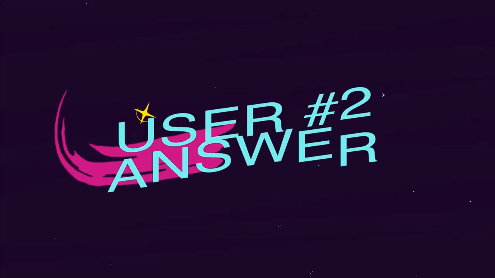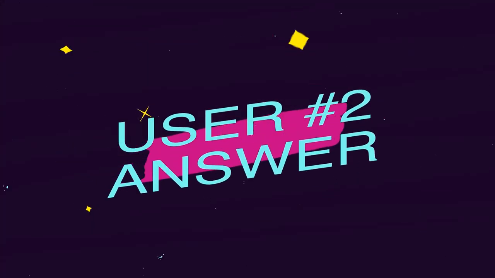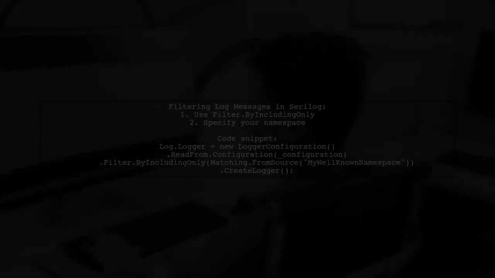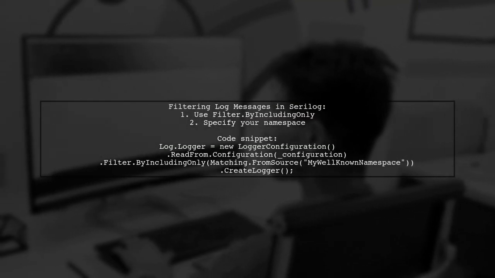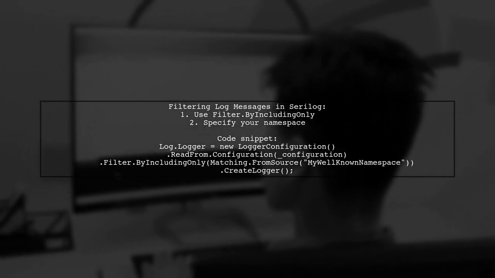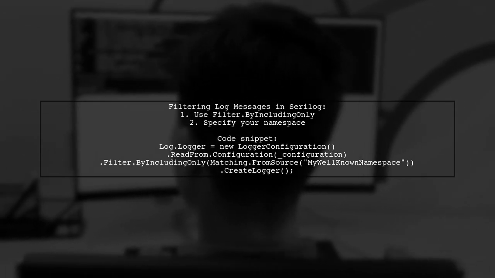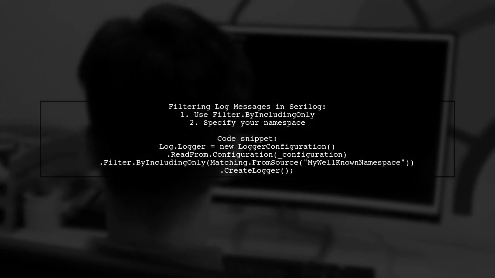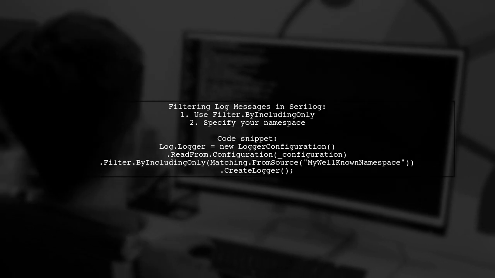Let's now look at another user-suggested answer. To filter log messages in Serilog, you can use the Filter.ByIncludingOnly method. This is a straightforward way to focus on messages from a specific namespace, like MyWellKnownNamespace.